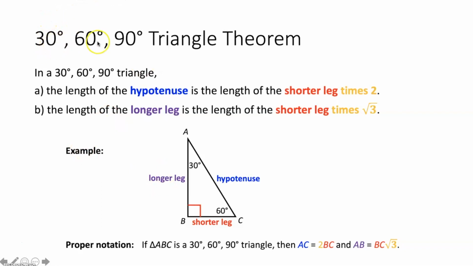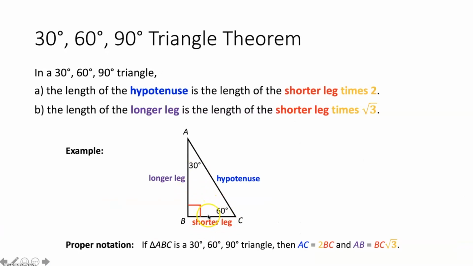And then there's the 30-60-90 degree triangle in which the hypotenuse, the side that is opposite the 90 degree angle, is going to be equal to 2 times the shorter leg, the side that is opposite the 30 degree angle. And the longer leg, the side that is opposite the 60 degree angle, is going to be equal to rad 3 times the shorter leg. So to recap, everything is based on the shorter leg, the side that's opposite the 30 degree angle. If I multiply the shorter leg by 2, I get the length of the hypotenuse, the side that's opposite the 90 degree angle. If I multiply the shorter leg by rad 3, I get the longer leg, the side that's opposite the 60 degree angle.